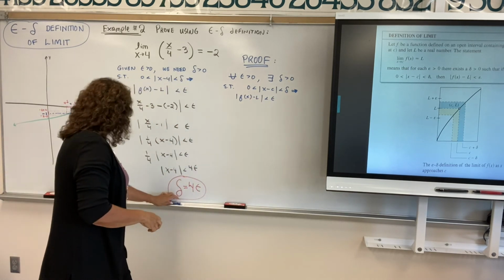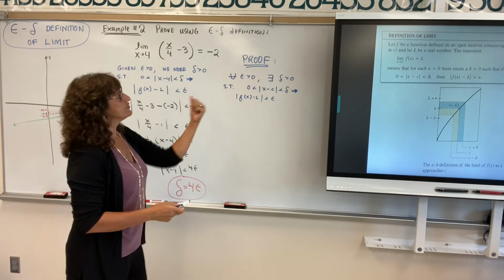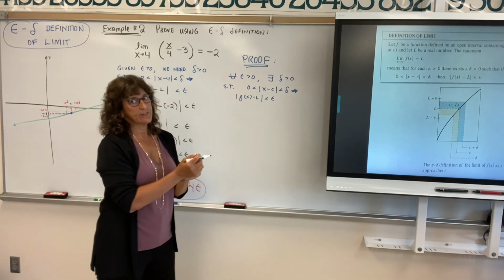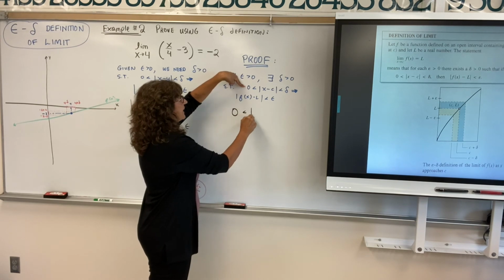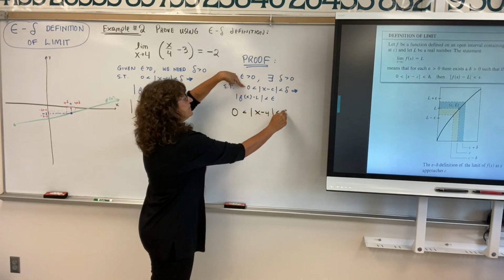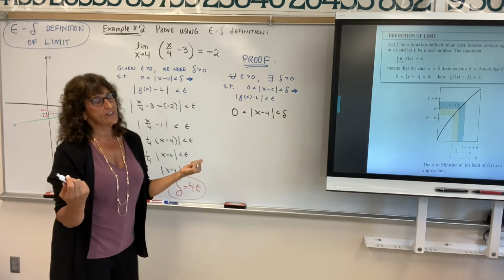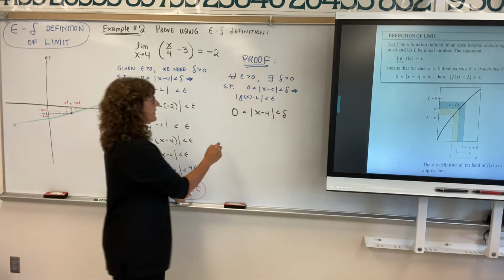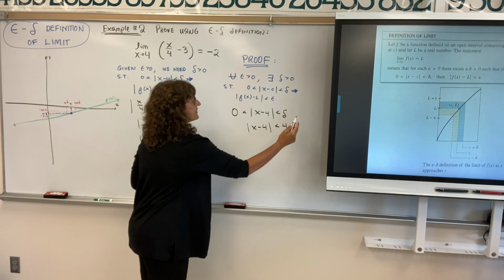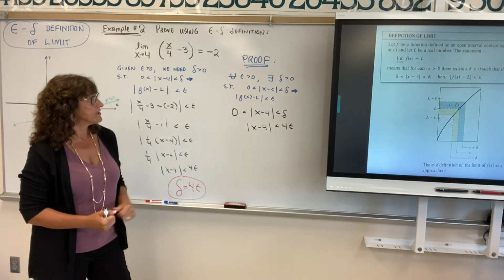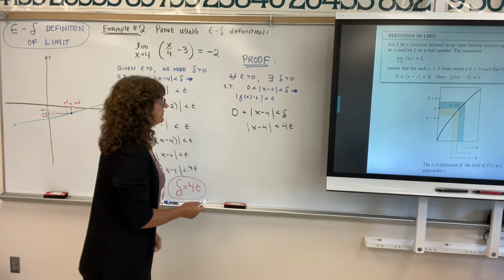So let's verify, because we had to do the work to find the delta window. So now let's go ahead and confirm this. It's an if-then statement. We need to start with 0 is less than absolute value of x minus 4 is less than delta, because 4 is my c value here. Now delta, we know what delta is now. We know that delta is 4 times epsilon. So you have absolute value of x minus 4 is less than 4 times epsilon. And I can drop the left part of the inequality because I've got epsilon greater than 0, so I know that the delta is going to be greater than 0.